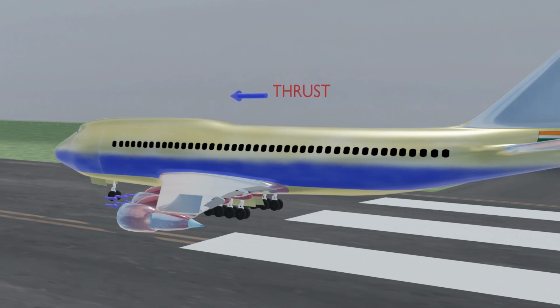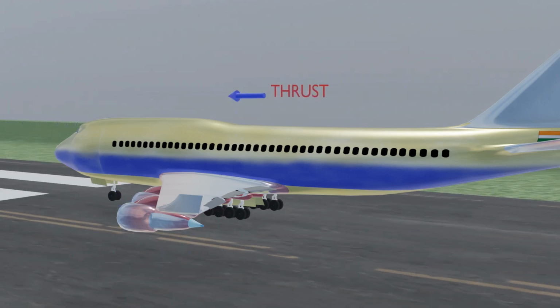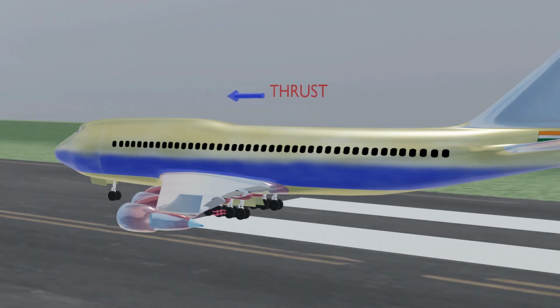When the engine plates rotate, air in front is sucked in and burns the fuel and produces a high pressure jet through the backside of the engine. This will create a forward thrust to the aeroplane.